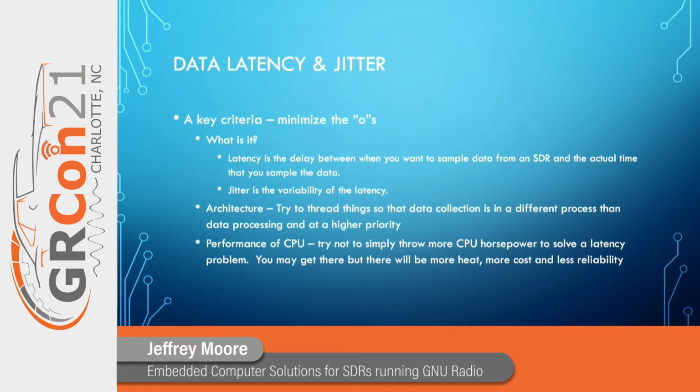And the only way we've found that we can solve that is to architect around it. You can try to throw more performance at it, and some people try to do that by just upping the performance of the CPU so that you minimize the O's. Like everybody knows about the O's, the overflows. But if you architect around it and try to thread things so that data collection is in a different process than data processing and at a higher priority, you can minimize the amount of performance that you need in a CPU in order to meet the needs of your application.